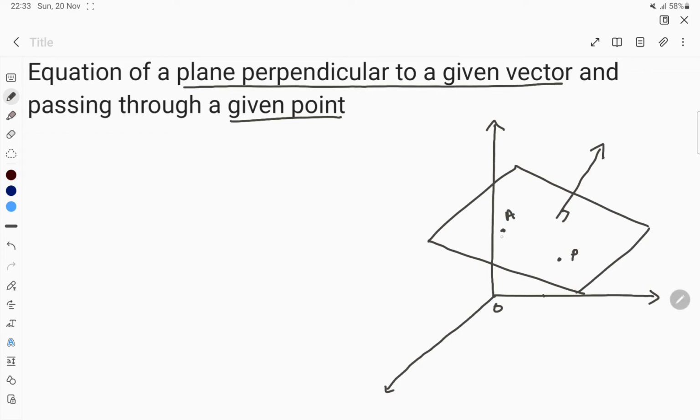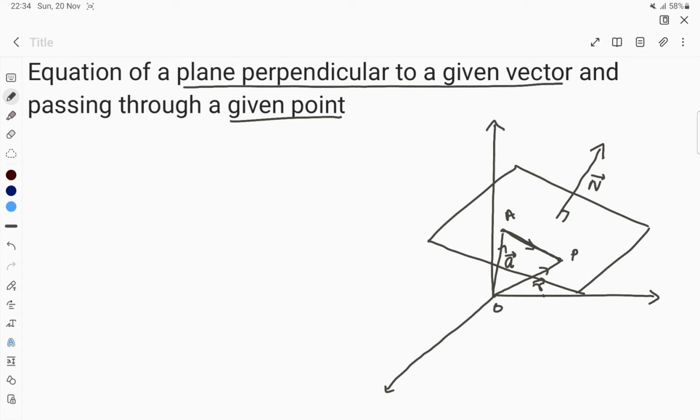So what we can do is join these two points: this gives position vector A, and this gives position vector R. We already know about position vectors. If I connect A and P moving in this direction, observe here AP and this n vector are both perpendicular to one another. This is the required diagram.